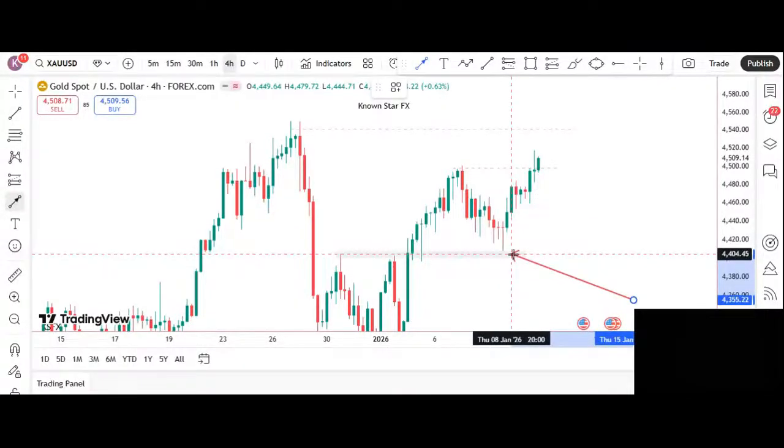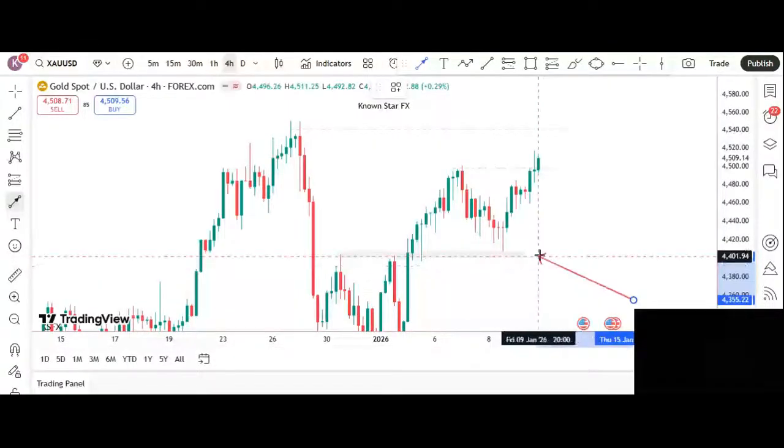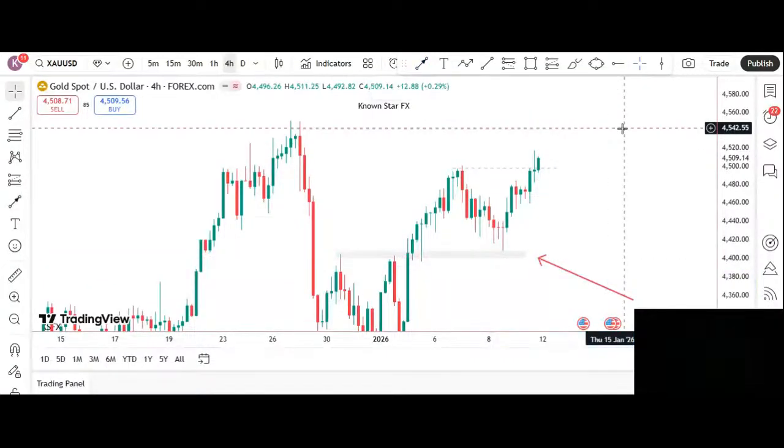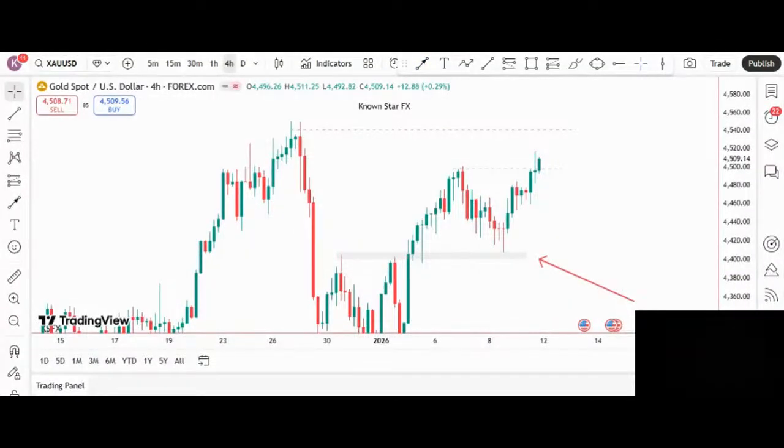And any reaction that the market gives us at this zone can be the basis of our analysis, depending on how the interaction between currency pairs goes, how the dollar is going to react this week, right? We're definitely going to see.